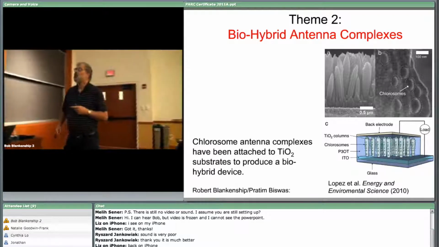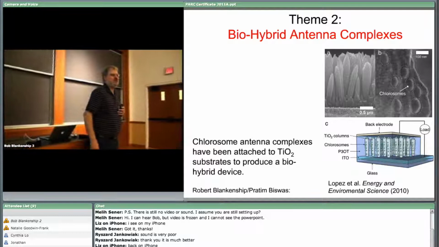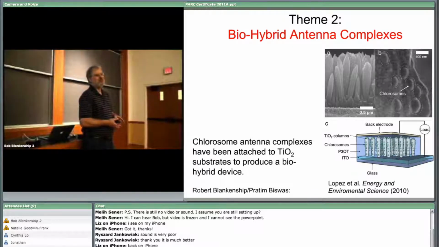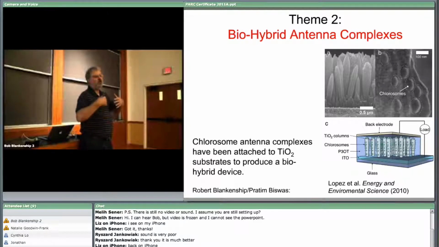Well, in this case, the chlorosomes are actually pretty easy to isolate because they're not very tightly attached to the membrane in the cell. So we break open the cells and then we can just do a salt treatment of various sorts that will cause the chlorosomes to float off the membranes, and then we collect the chlorosomes.